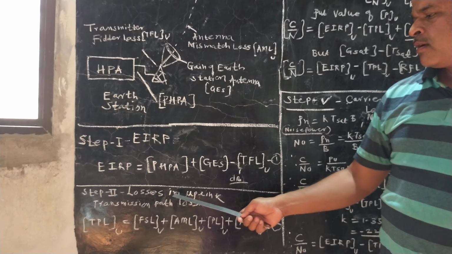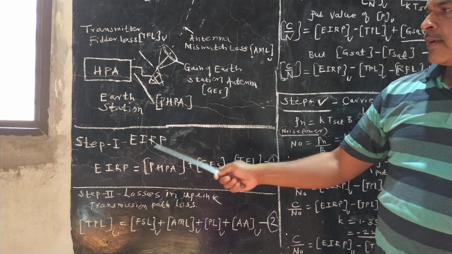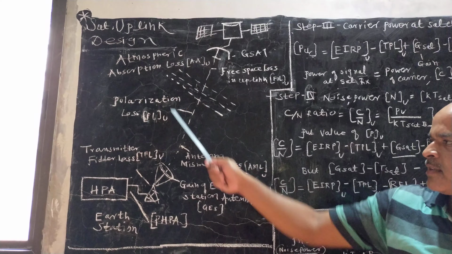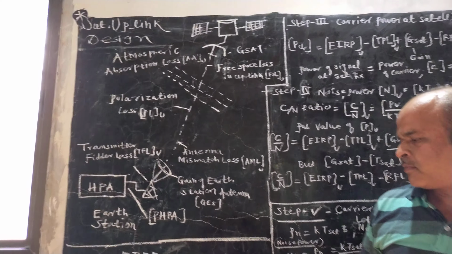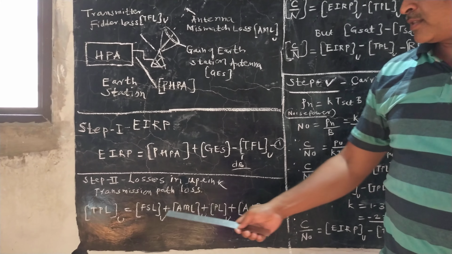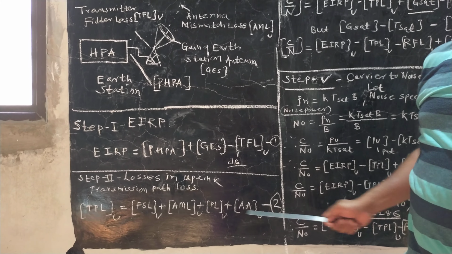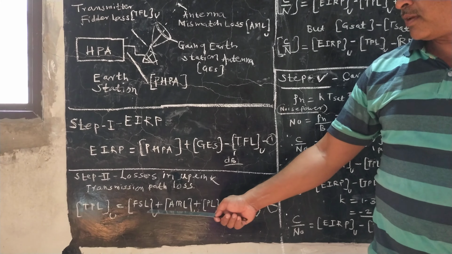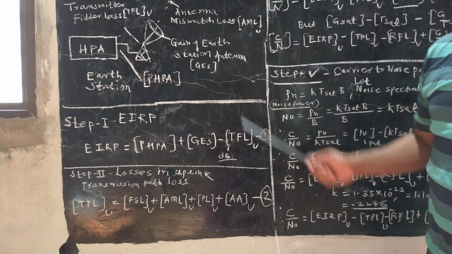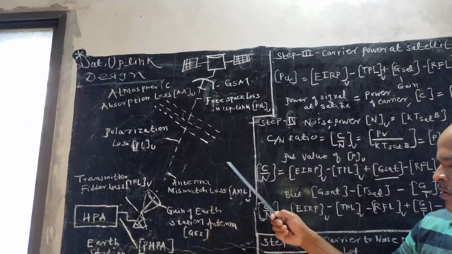In this step 2, this effective isotropically radiated power when transmitted from earth station to satellite, then different losses are there, and in this we have to calculate transmission path loss. This transmission path loss is the summation of all these losses, that is TPL is equal to FSL plus AML plus PL plus A, that is the atmospheric loss. That is the summation of all these losses.